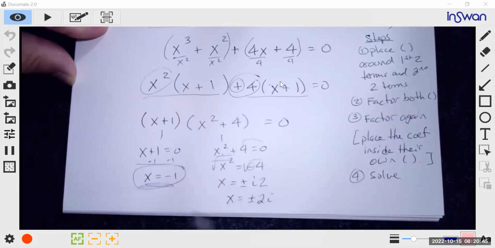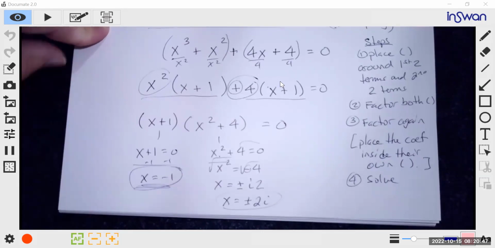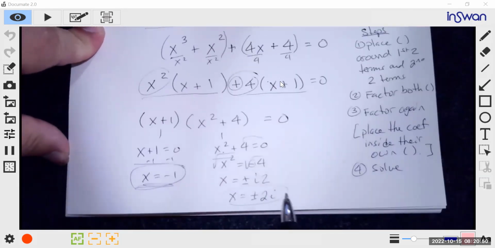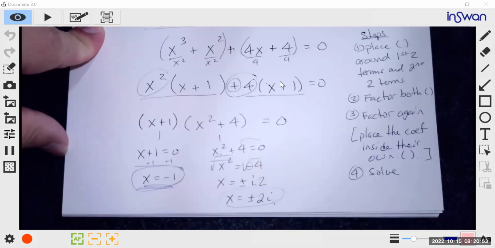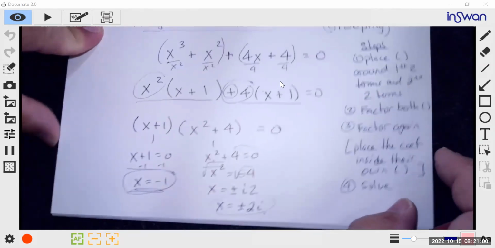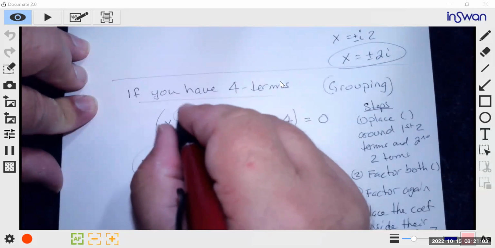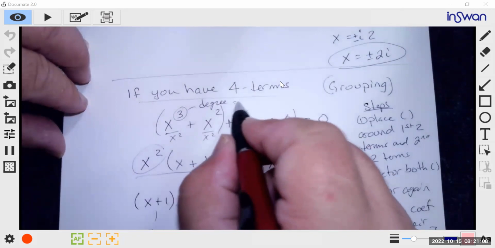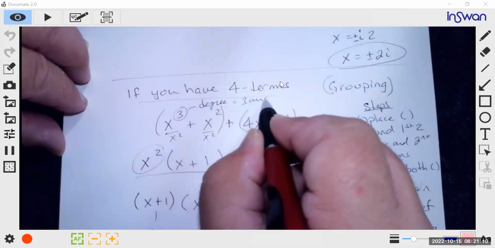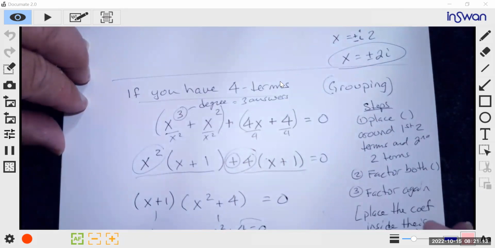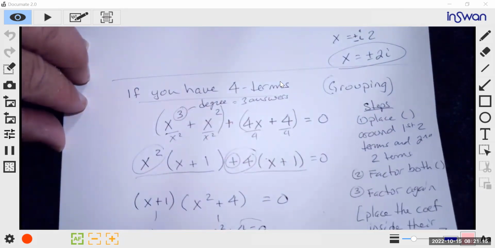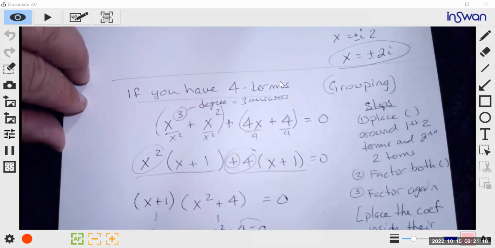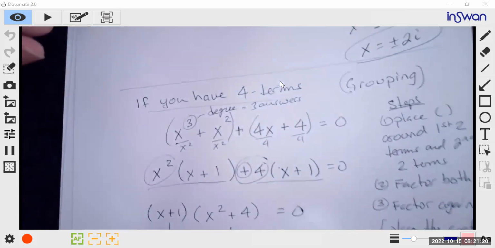So you only have one real answer and two imaginary answers. And that's going to be another important factor. Whenever you have imaginary answers, they always come in pairs. They always have to come together. Remember, we're supposed to have the degree is 3, which means we're going to have at most 3 answers or 3 solutions. Let's look at another one like that.